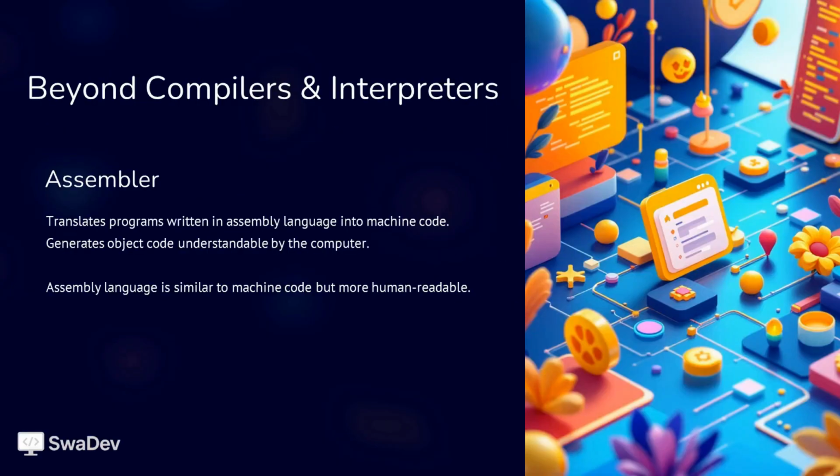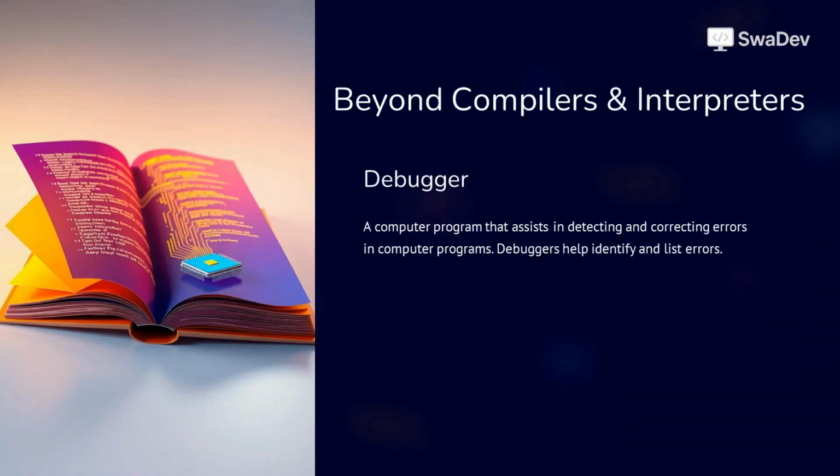Beyond compilers and interpreters, we can learn about the assembler. So, what is an assembler? It is used for translating assembly language into machine code. It generates object code that can be understood by the computer. Also, assembly language is similar to machine code but more human readable. We can also learn about debuggers, which help find and fix mistakes in our programs. Debuggers help identify and list errors in our programs that we can't find initially.